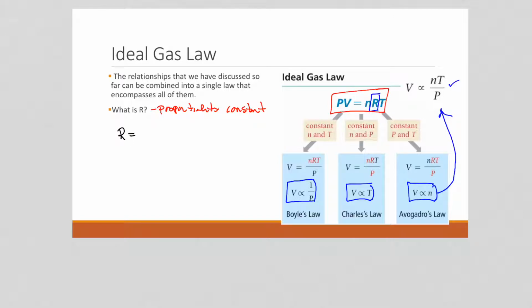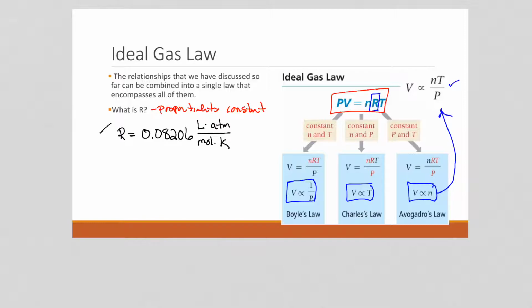The most common version of R that we use is 0.08206 liter atmospheres per mole Kelvin. Now, you will find other versions of R that have different units, different volume units, different pressure units, but this is the one that we will use when we do these gas law calculations.